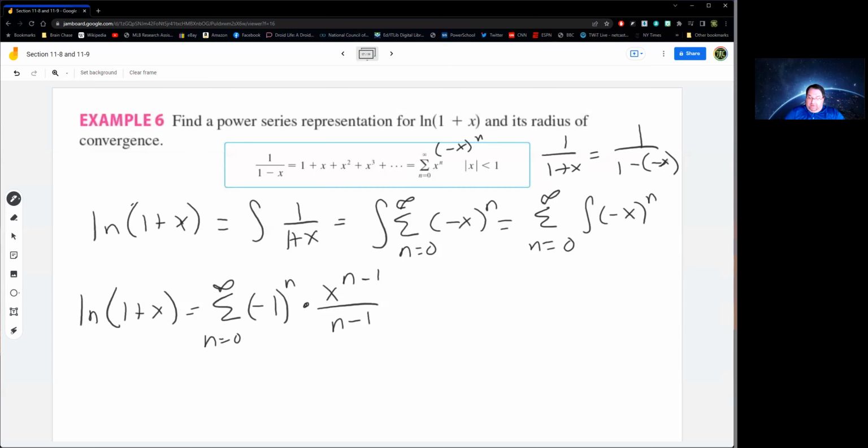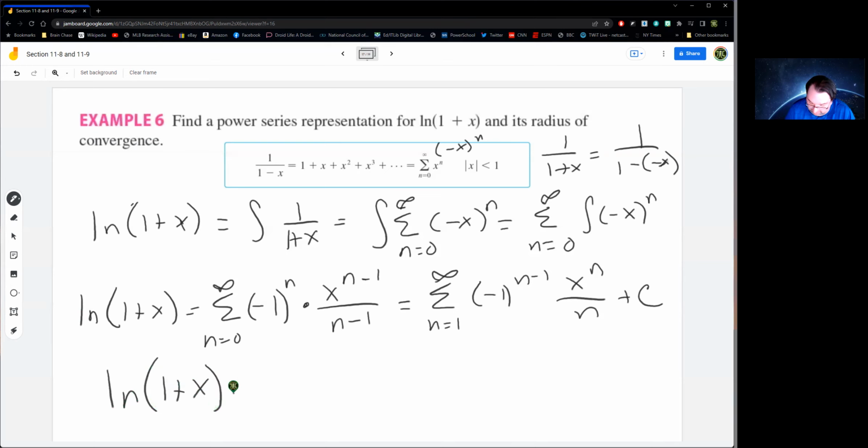So I'm going to change this to get rid of all those -1s. I'm just going to start this off at 1. Cleans up the mess. To x to the n over n. Oh yeah, and don't forget the plus c. So I have ln of 1 plus x equals the summation of this, x to the n over n.